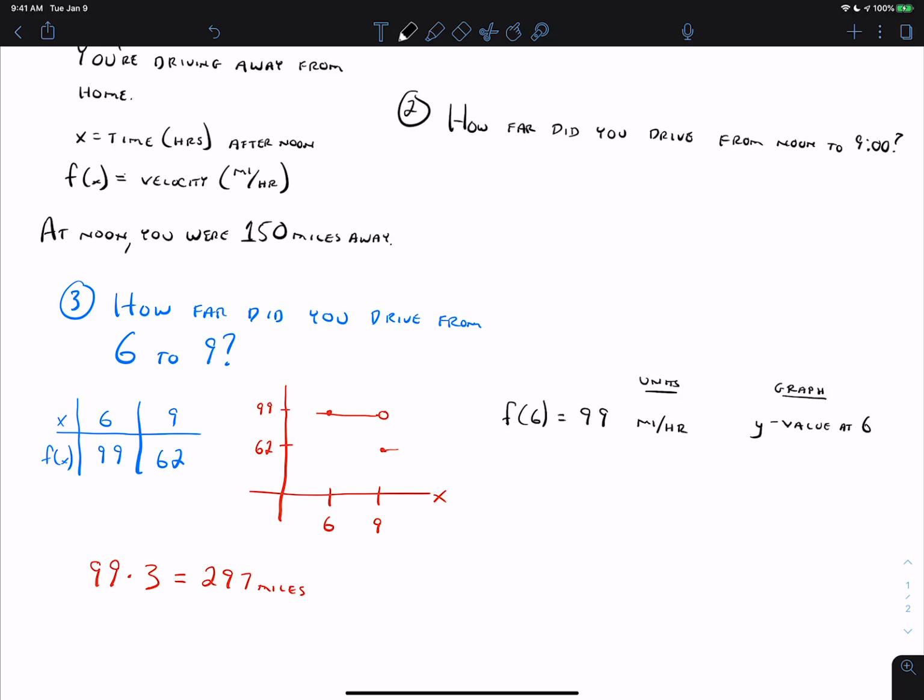Okay, so the units are not always miles per hour. That's specific to this problem because it's telling you that velocity is miles per hour up on the top left of the screen. If you're graphing the function f of x, f of 6 is always the y value at 6. So graphically, it is always the y value at 6. The units are not always miles per hour.